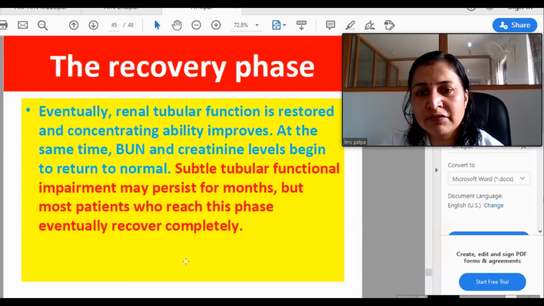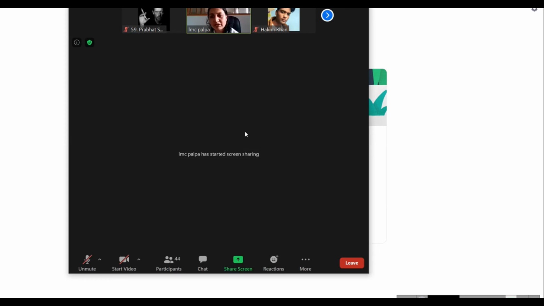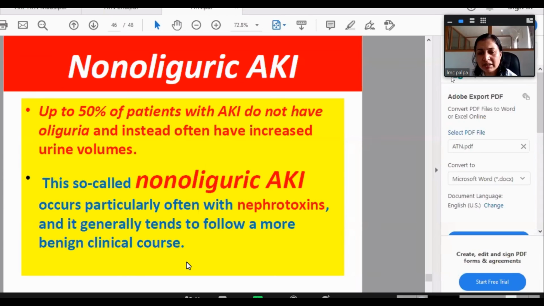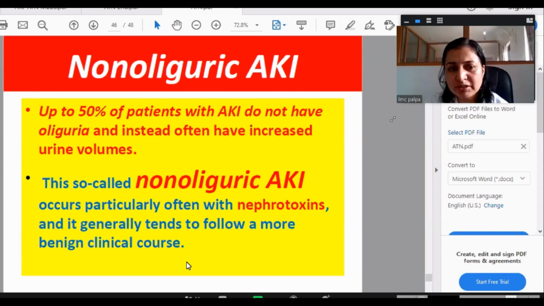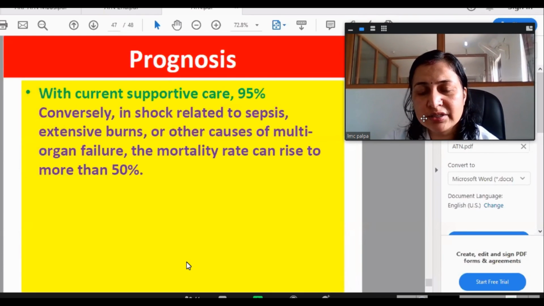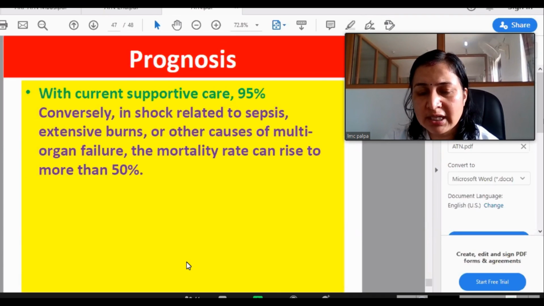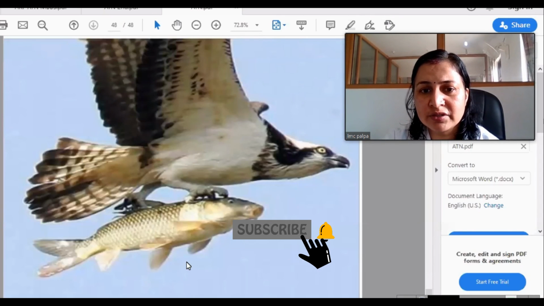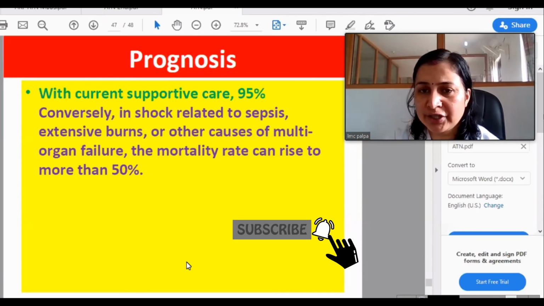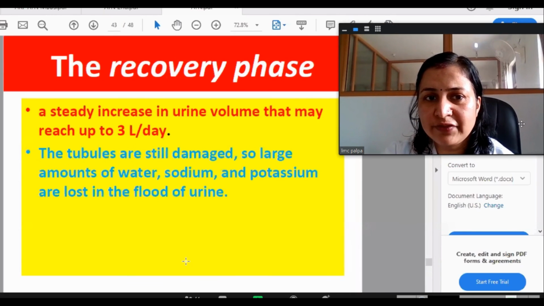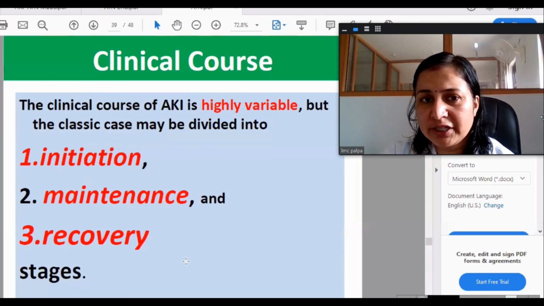Ultimately, if the patient survives this severe injury and there is appropriate treatment, then eventually the renal function is restored, the concentrating ability returns, and they are not oliguric. So this is called non-oliguric AKI or ATN, which usually occurs because of nephrotoxins. With supportive care, and if there is no shock or sepsis or other comorbid factors, 95% of the patients recover. So these three phases are very important.